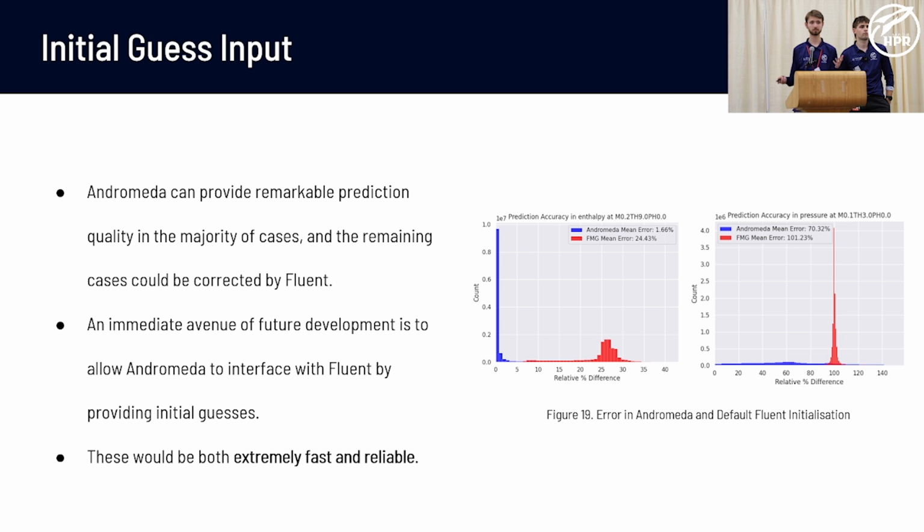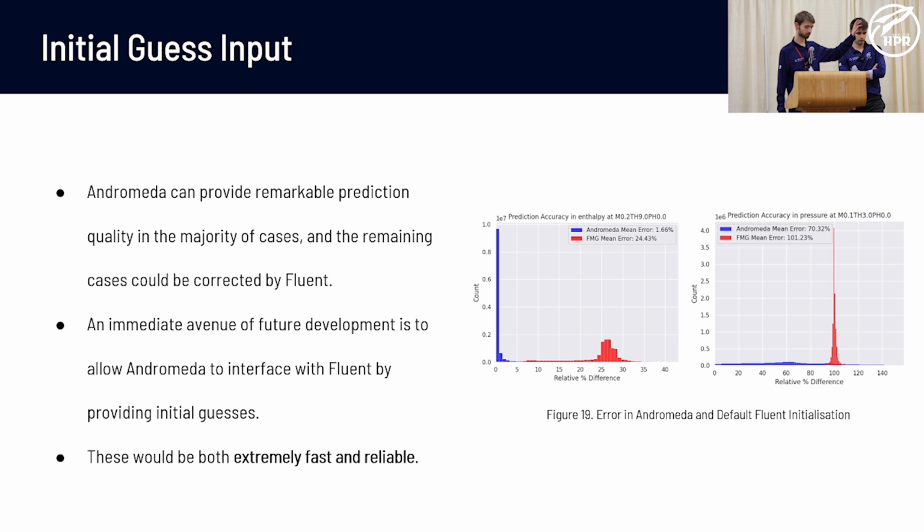Well, if we take Andromeda's predictions and provide them into Fluent as an initialization, this means that the 80% of cases, which are already quite good, will just solve immediately because they're practically already a converged solution. And then the remaining 20% of cases will just get cleaned up by Fluent. So we've already done some preliminary investigation into this, as you can see in these histograms.